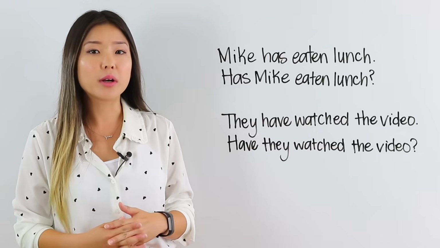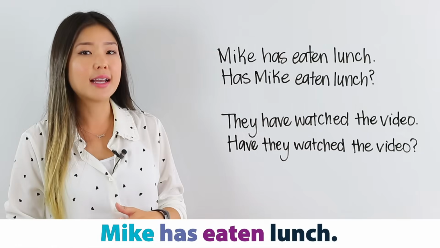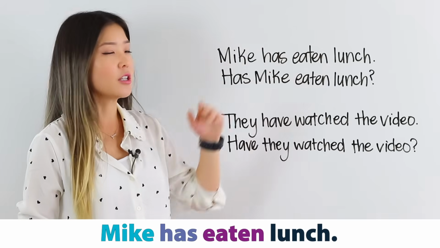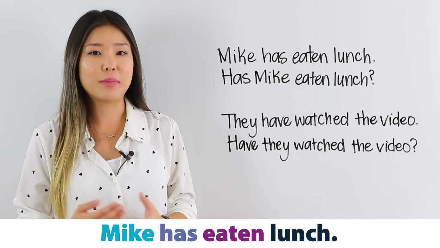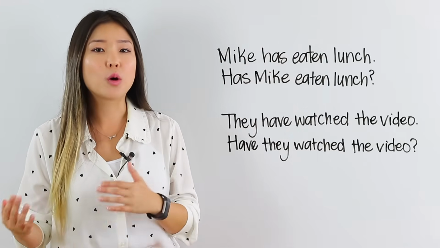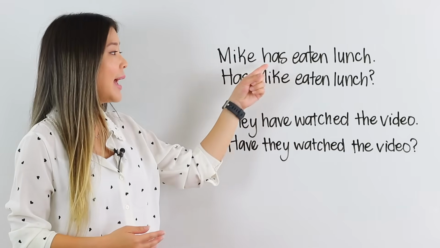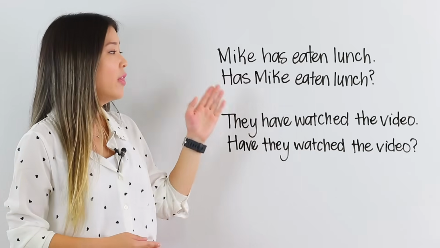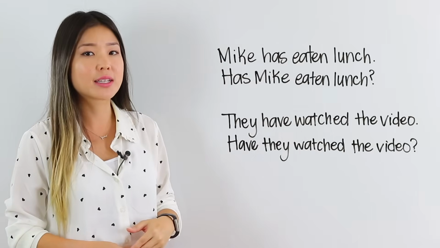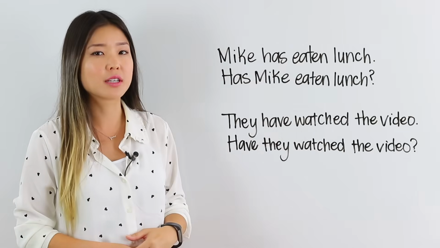Now, let's take a look at the have or has question form for the present perfect tense. Take a look at the board. The first sentence says, Mike has eaten lunch. That is a statement. Now to turn it into a question, it's quite easy. All you have to do is put has at the beginning. Then you follow with the subject and then the past participle.